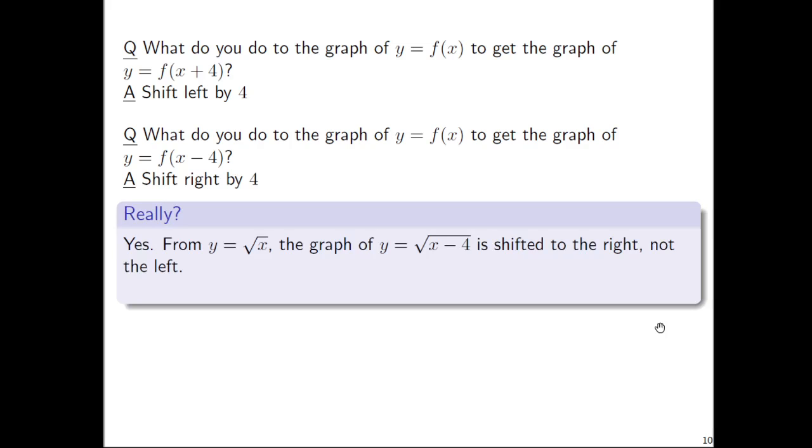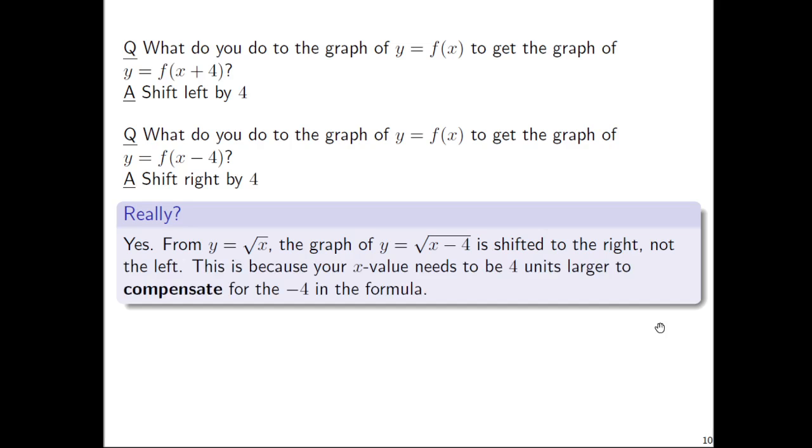Really? Yes. So, from y equals root x, the graph of y equals root x minus 4 is shifted to the right, not to the left. That minus 4 might make you think you shift to the left, but you actually shift to the right. Let's talk about what's going on here. This is because your x value needs to be 4 units larger to compensate for the minus 4 in the formula.